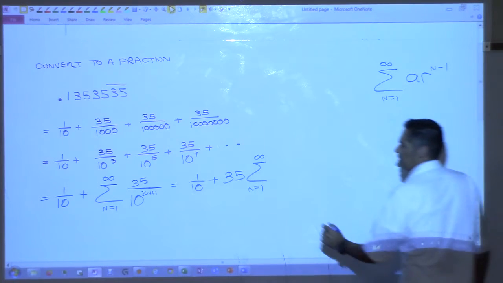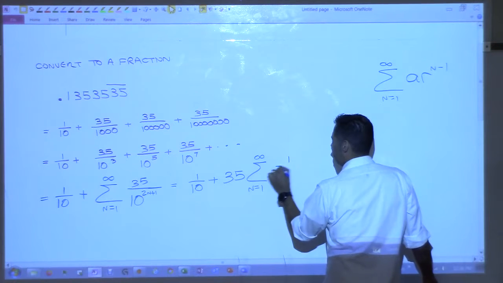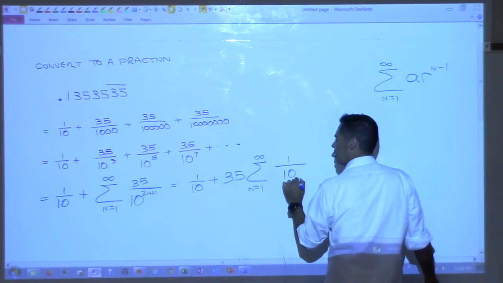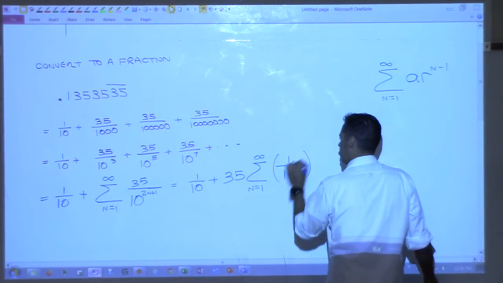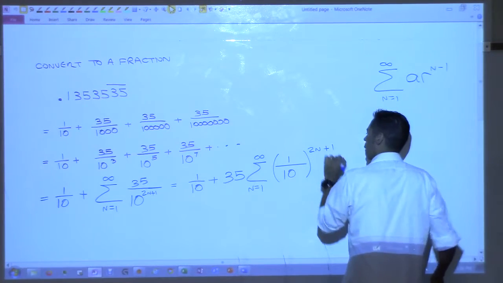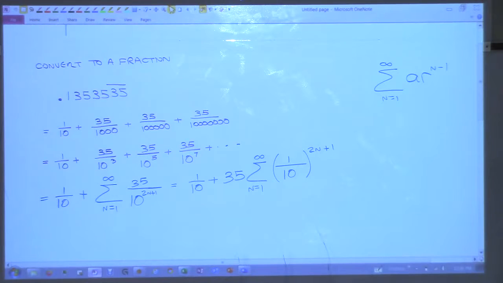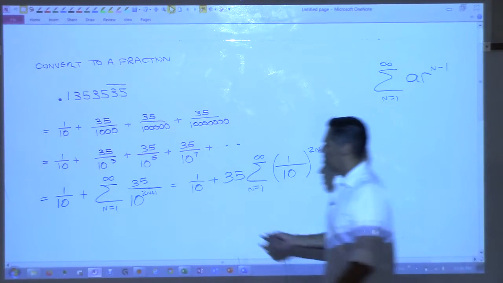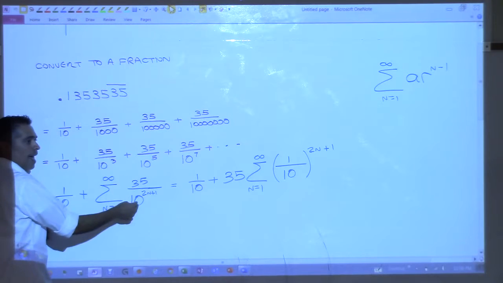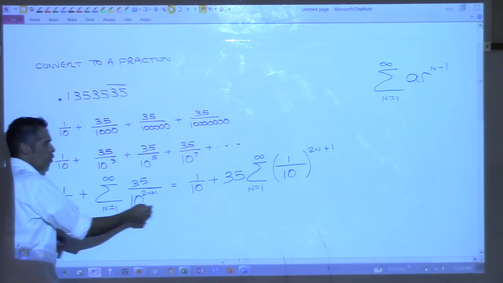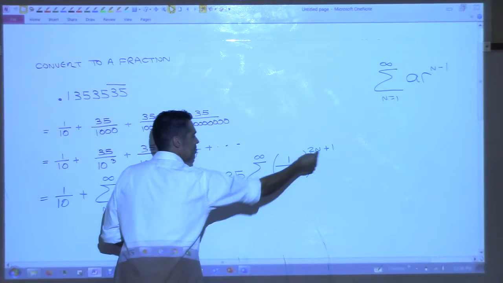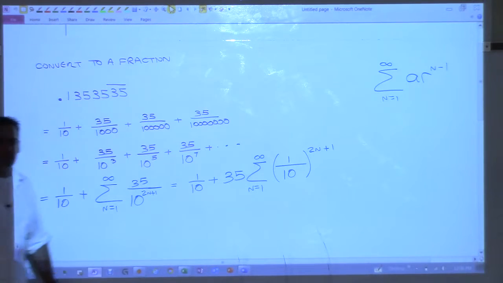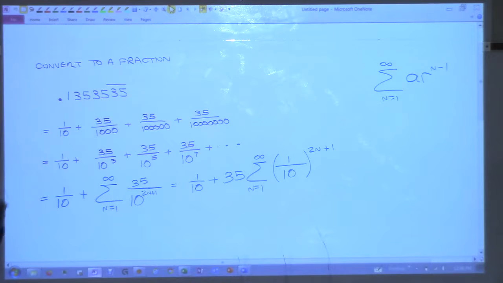And then what's left in here, I'm going to write it like this: 1 over 10 to the 2n plus 1. Do y'all agree with that? Pulled the 35 out, which made this 1 over that. And then if I rewrite that as 1/10 to that power, this on the 1 and this on the 10, you get the same thing. So I'm starting to get to an r, but I'm not quite there because that exponent needs to look like n minus 1, and right now it's 2n plus 1.